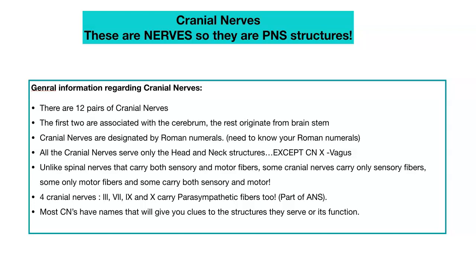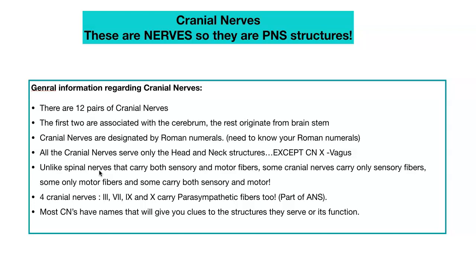All the cranial nerves are serving head and neck structures except cranial nerve 10, the vagus nerve. We will be talking about the vagus nerve a lot when we get to the parasympathetic nervous system. And remember your spinal nerves? They carried both sensory and motor fibers. Well, the cranial nerves are a little bit different.